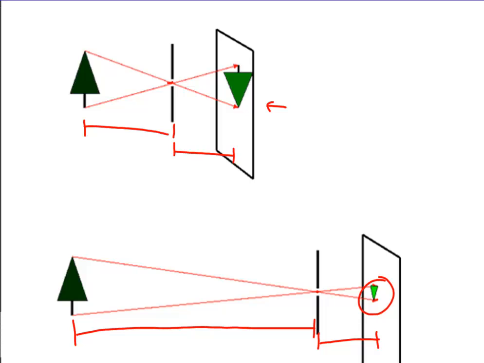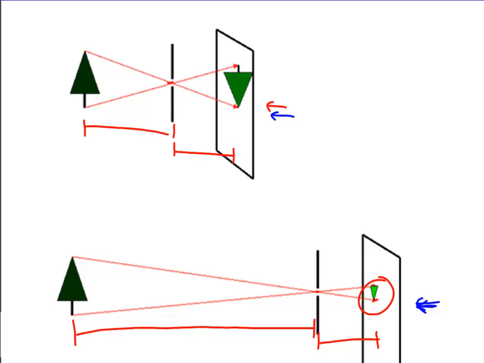Any thoughts about why the image might appear less clear in this case compared to this case? Why might the image appear harder to see or less clear when you're far away from the object compared to when you're near the object? There are less light rays making it through. That sounds reasonable. It may not be less sharp. It may just be harder to see because there's less light present. And that's in fact what's going on.